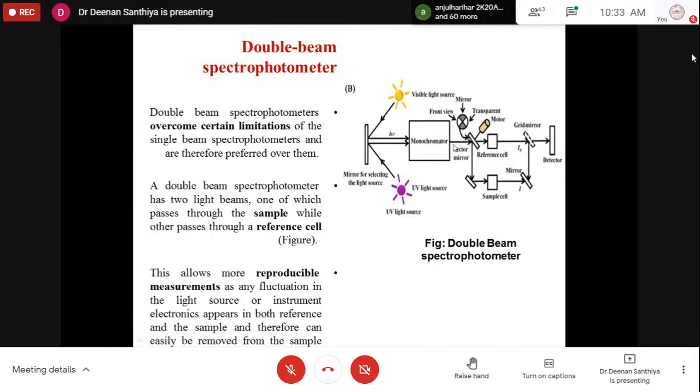In double beam spectroscopy, you have an additional mirror, like this, a transparent mirror. Whatever beam comes onto it first falls onto the mirror. This mirror reflects light and sends it to another mirror. So it splits the single beam into two beams. So, understood?